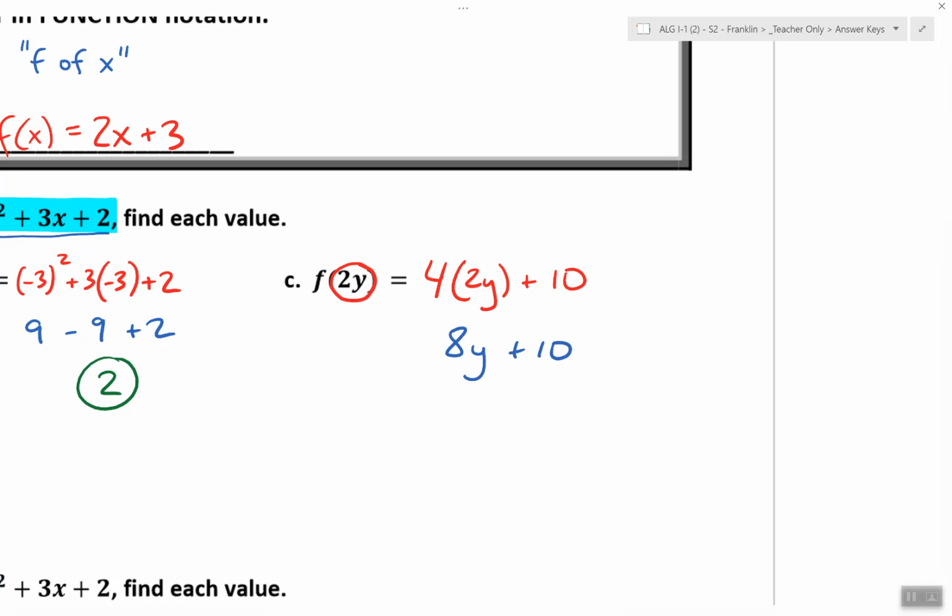But this is all we can do. Remember, we don't use this at all. We just evaluate that function. So this is the most we can evaluate. We don't know what y is, so we can't get a number here. We just have to stop. So the answer here, our function at 2y is equal to 8y plus 10.